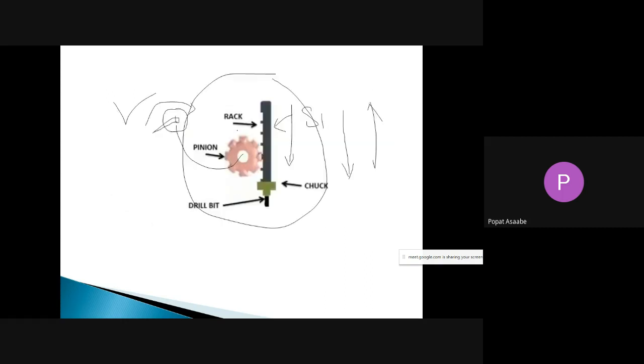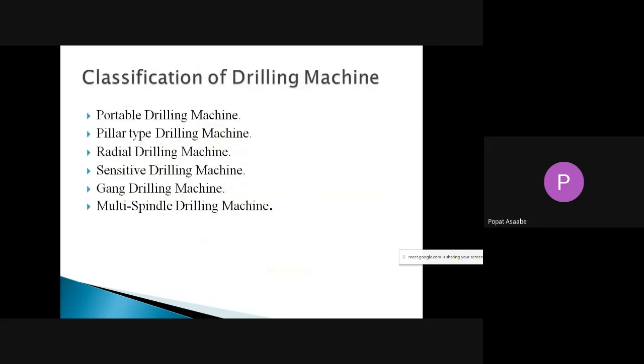Okay, now let us see the classification of the drilling machine. Now the first type of the drilling machine is the portable drilling machine. Then what is meant by the portable drilling machine? Yes, anybody? What is meant by portable? When can we call it portable? Portable means we can move that drilling machine anywhere. It is compact in size. Because of that compact size, we can move that drilling machine anywhere. Okay, simple.